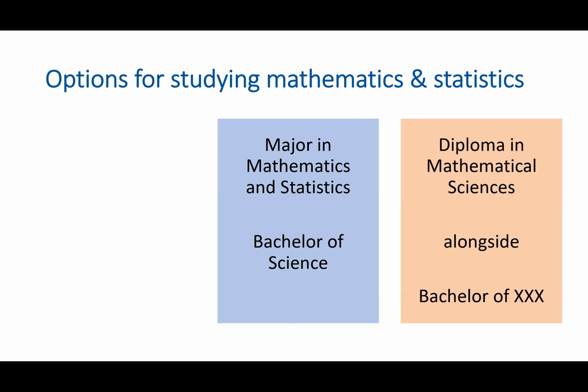It typically adds some time to your studies, typically adds 6 months to a year, 1 to 2 semesters of extra study time. But at the end, you graduate with a Bachelor of, let's say, science with a major in chemistry, as well as a diploma in mathematical sciences, which is the equivalent of a mathematics and statistics major.